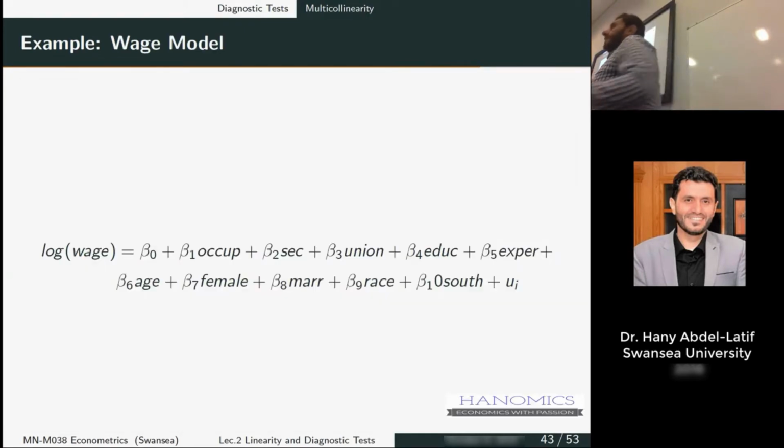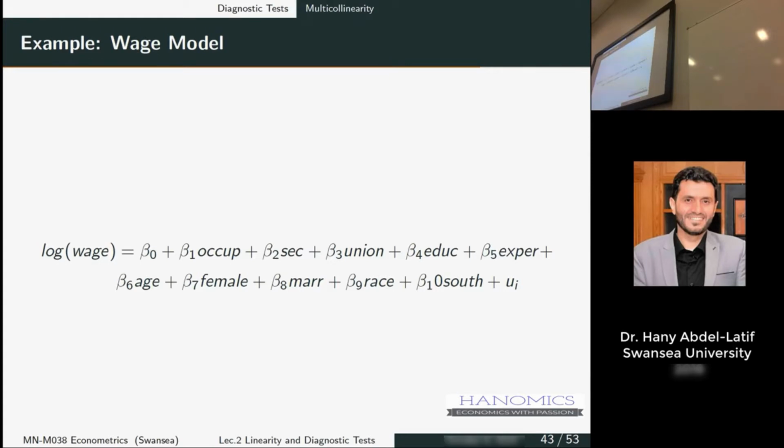So what I want to fit here, we agreed that usually with wage, the log wage or the log-lin model is much better than just the lin model. So we have here log wage, and I put all the other variables on the right-hand side. And from theory, we understand that if you have more years of education, you should earn more. If you have more experience, you should earn more. If you are older, probably you should earn more again.